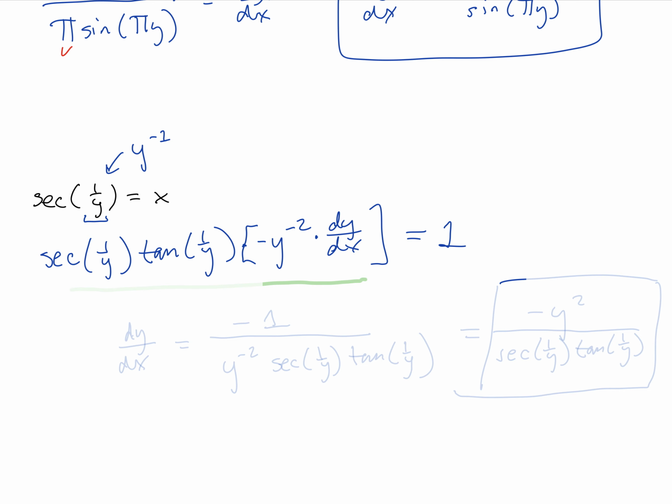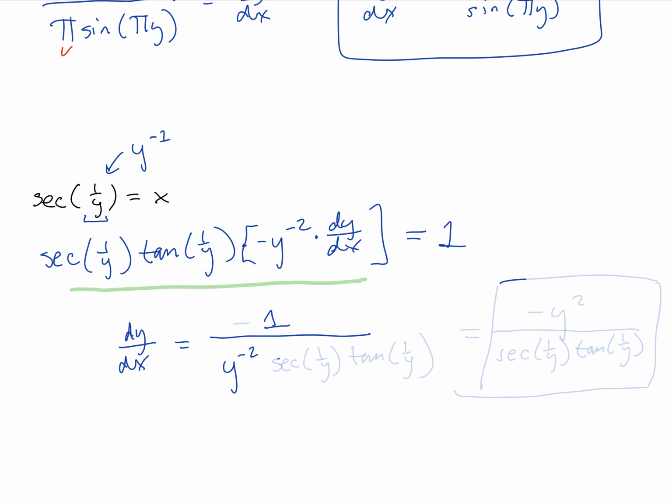And so let's see. It looks like this is one single term. There's no terms separated by addition or subtraction. So this is one single term. And so I can solve for dy dx. I'm just dividing by everything that's multiplied by dy dx. So dy dx is equal to 1 over y to the negative 2. So, I'll just keep it like that for now.